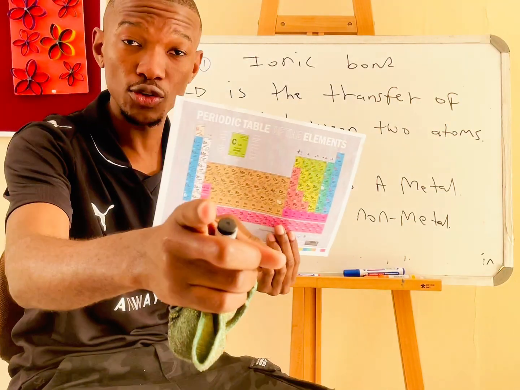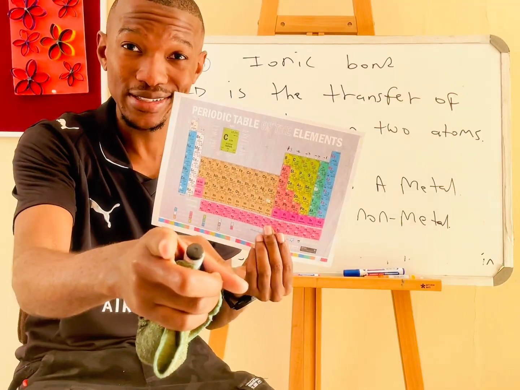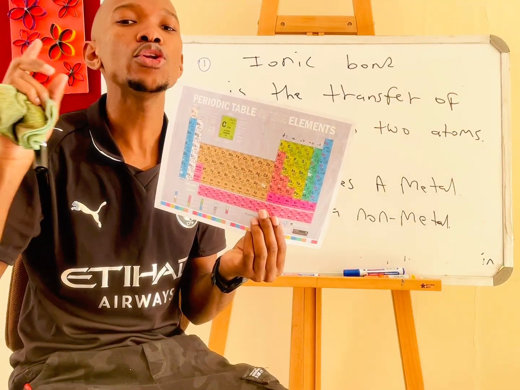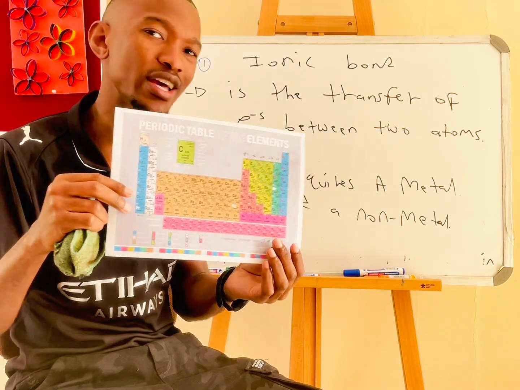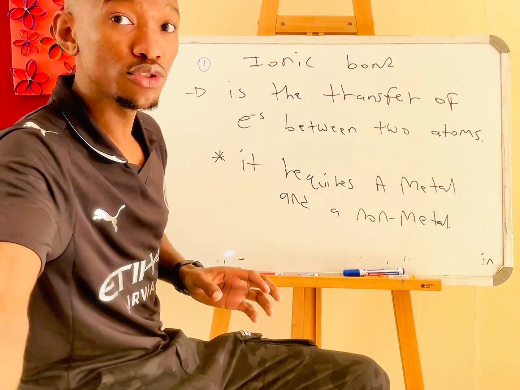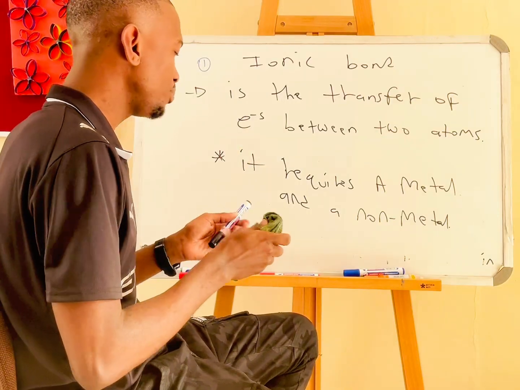You must know what electronegativity is. You must know what ionization energy is. You must know what electron affinity is. Know those types of things, or enthalpy change and so on. But yeah, for now, let's continue so that you guys can have a clear picture.